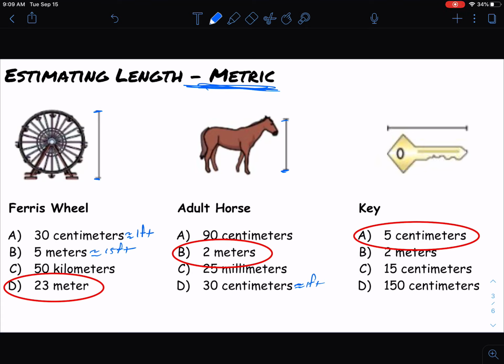When we're thinking about keys, if you would hold it up, a traditional key, right around 5 centimeters would be about the right length of the key. If you had a key 2 meters long, you would never lose it, but it would never fit in your pocket. 15 centimeters again, you would probably never lose that key, but it would still be a little bit too big to keep in your pocket. And the same with 150 centimeters.